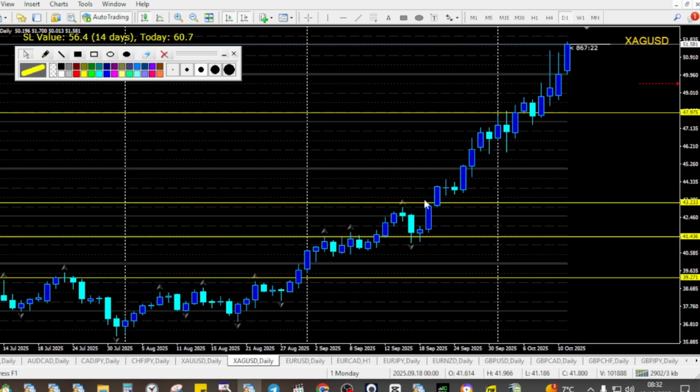Silver is continuing to climb, so same as gold. Not really anything right now.